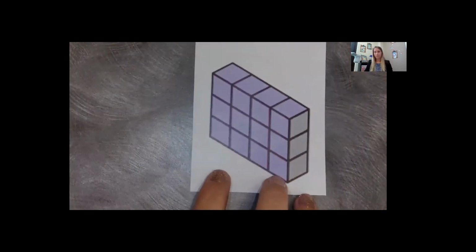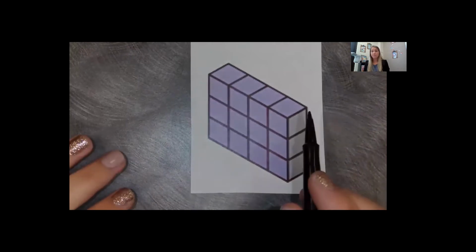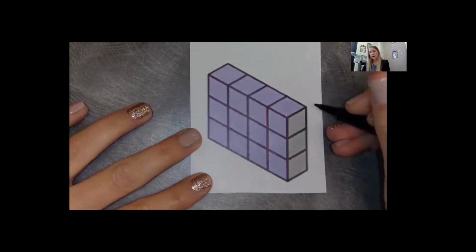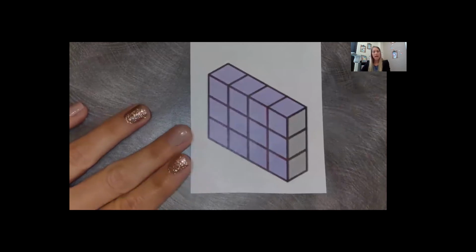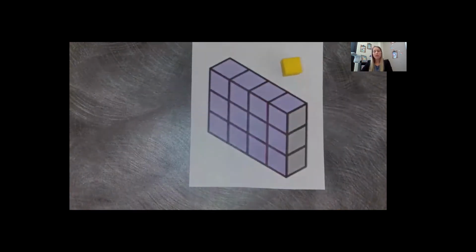Now I want you to look at another example of a rectangular prism. In this drawing, I can tell that this figure has 3 dimensions. Do you see them? It has a length, a width, and a height. If I wanted to recreate this prism, how many unit cubes do you think I would need to build it? Did you say 12? You are right. I would need 12 unit cubes to make this rectangular prism.